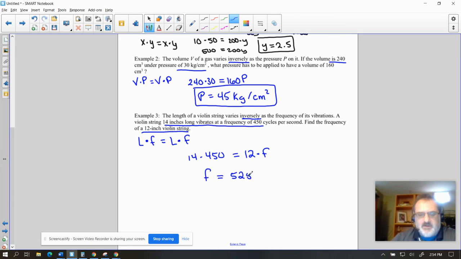Again, 525 what? Miles, inches, centimeters? Well, frequency is measured in cycles per second. So that's how I answer my question. 525 cycles per second.